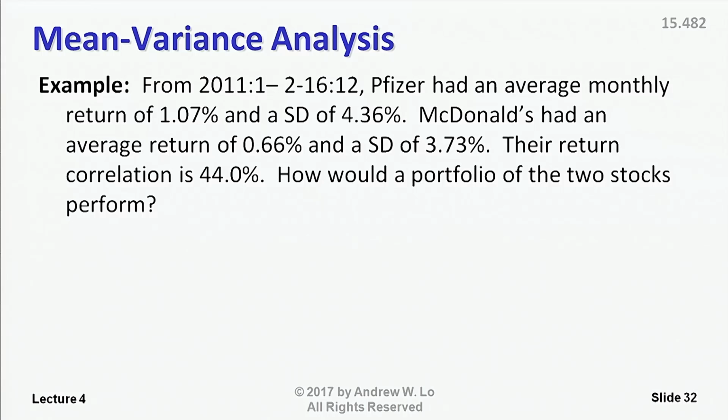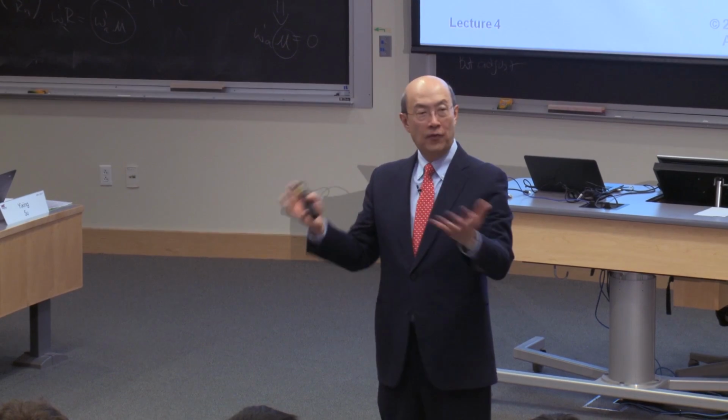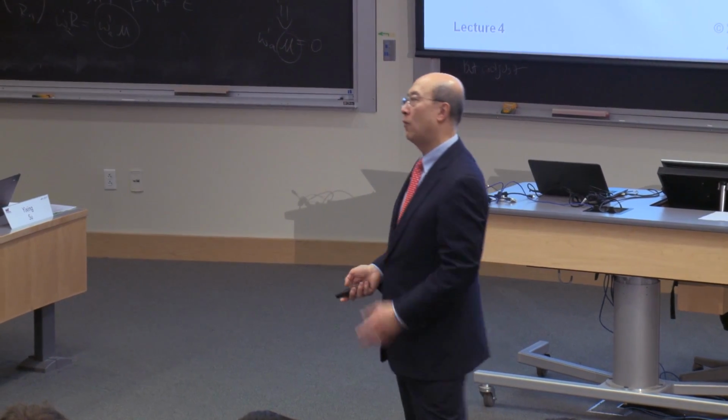So let me do an example here just to make things clear. From 2011 to 2016, Pfizer had an average monthly return of about 1% a month and a standard deviation of about 4.36% a month. McDonald's, on the other hand, had an average return that was lower, 0.66, and a standard deviation that was lower, 3.73. And their correlation is 44%. Okay? So how would a portfolio of just these two stocks perform?